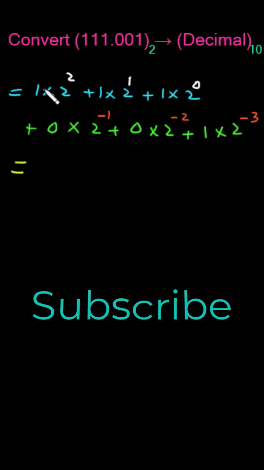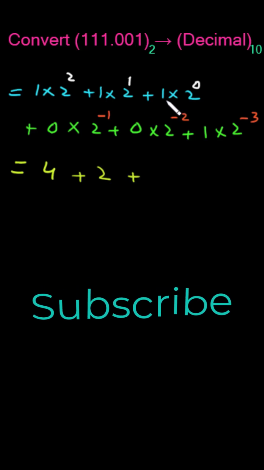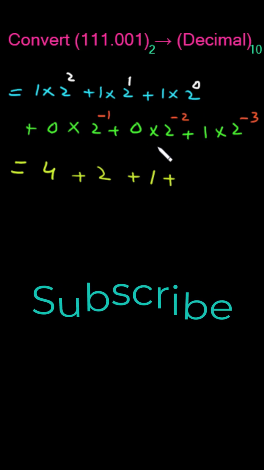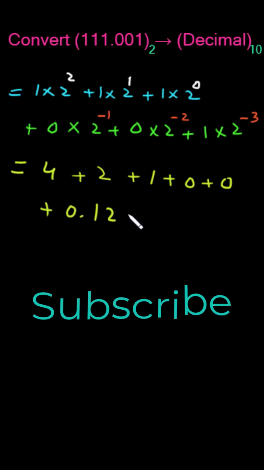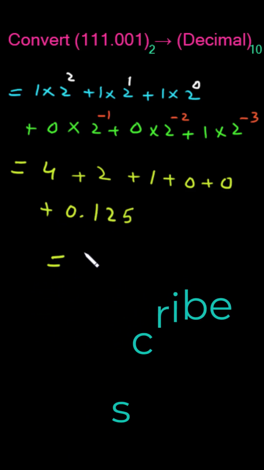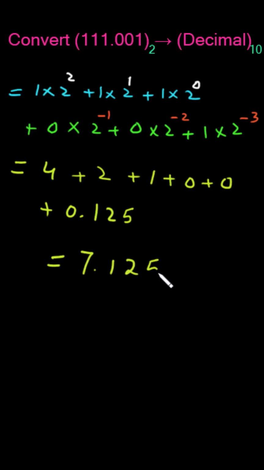Let me calculate it. So 1 times 2 squared will give us 4, plus 2, plus 1 times 1, plus 0 and 0. You have to add 0 for those whose coefficient is 0, and the last one is equal to 0.125. So the result is 7.125. So this number has a decimal equivalent of 7.125.